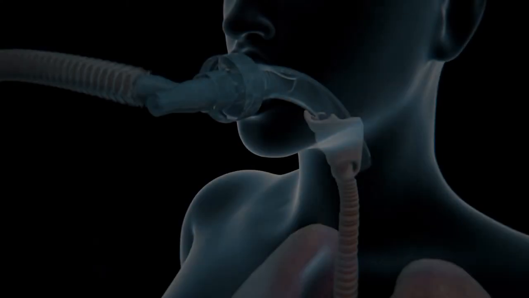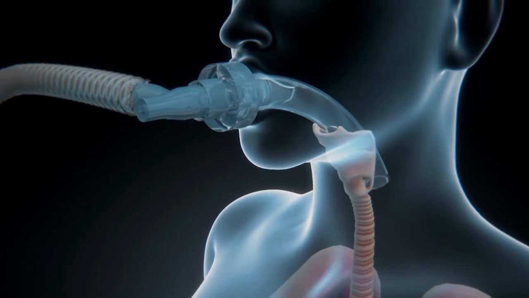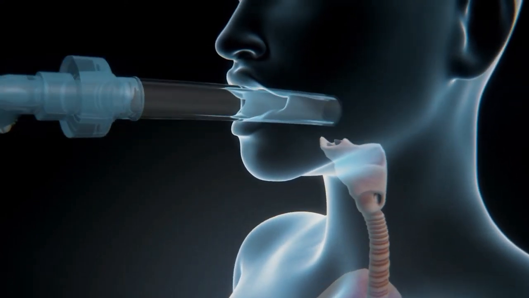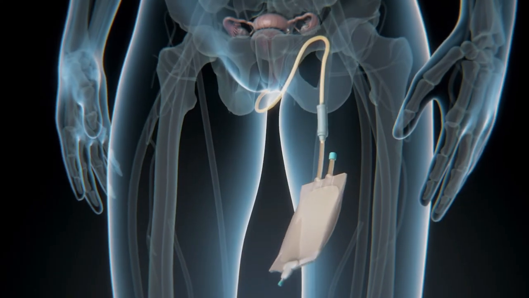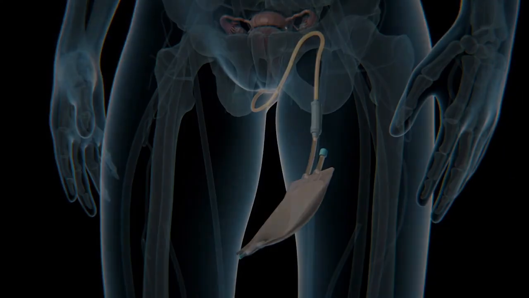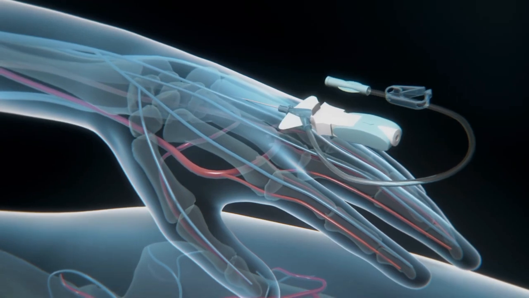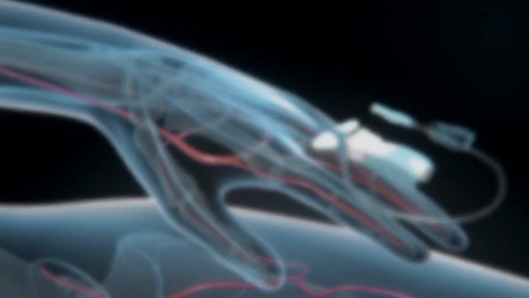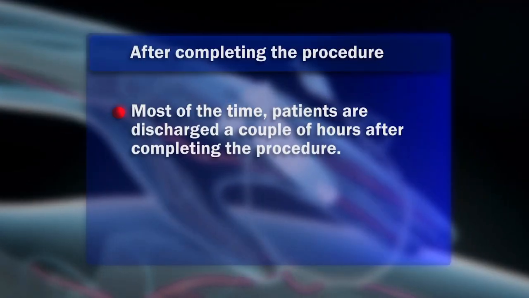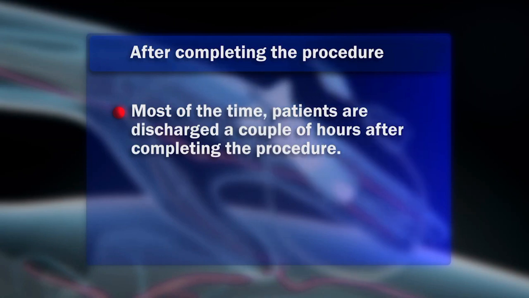Your breathing tube will be removed at the end of your procedure, and you will be observed in the recovery area. Soon after, your catheter will also be removed, and you'll be given painkillers if necessary. When you are able to consume liquids, your IV will be taken out. Most of the time, patients are discharged a couple of hours after completing the procedure.